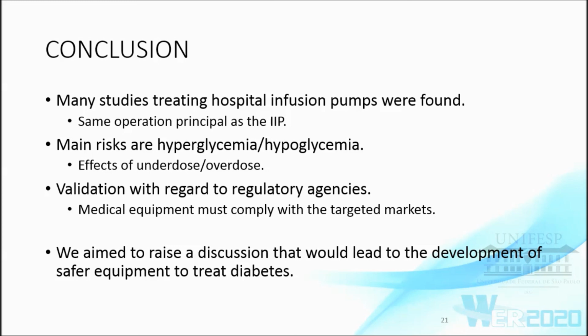The main risks we found were hyperglycemia and hypoglycemia, that are the effects of underdose and overdose of insulin, respectively. And those may be caused by a wide set of reasons, like malfunctioning of the equipment, poor algorithm development, damages in the infusion set, and even incorrect operation by the user. And with the results and findings of this paper, we hope to raise a discussion that may lead to the development of safer equipments for the treatment of diabetes.